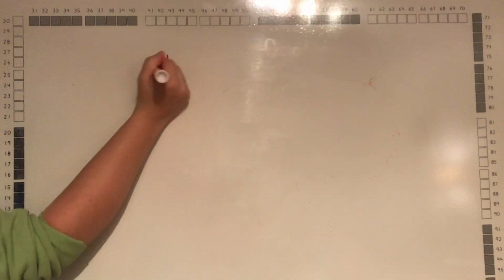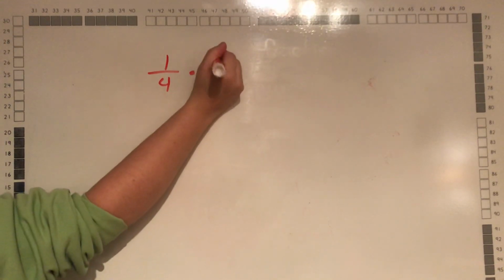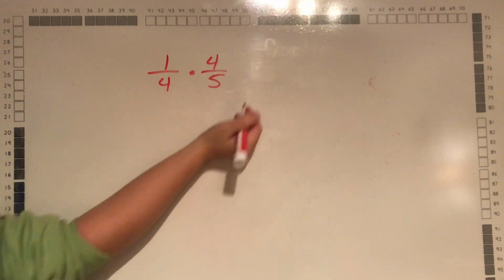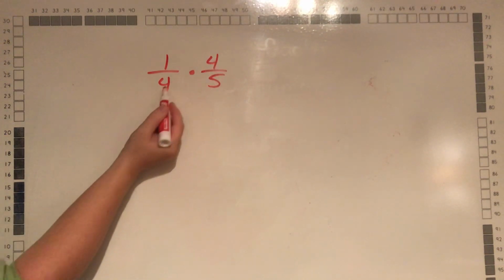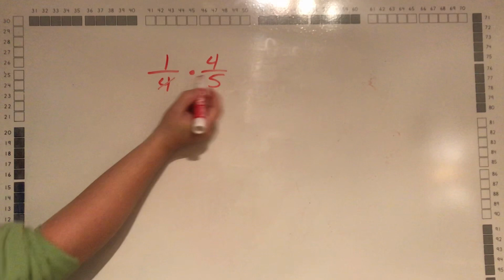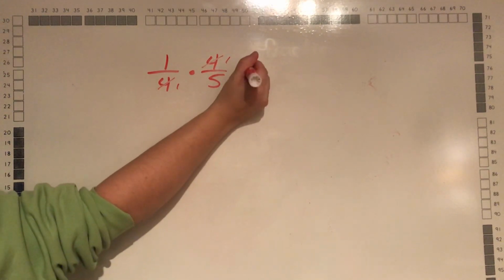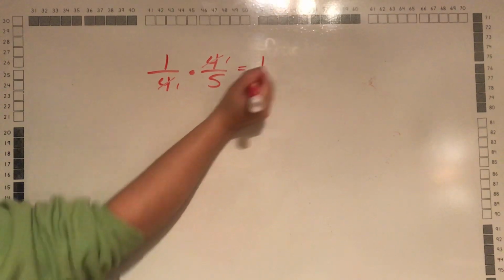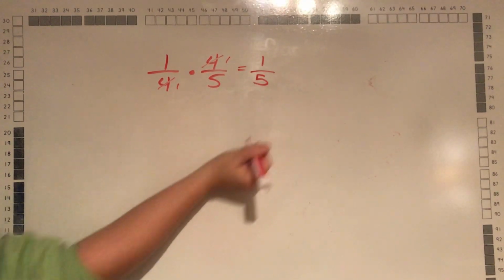So let's go to example 1B. So we have two fractions. We have 1/4, and we are multiplying that by 4/5. Now you can see that there's something that will simplify right away, and that is this 4. You can simplify that down to a 1 and a 1, and we get 1, because 1 times 1 is 1, over 1 times 5 is 5.